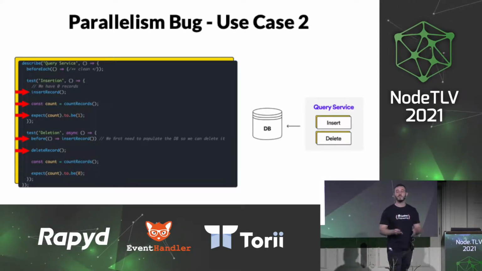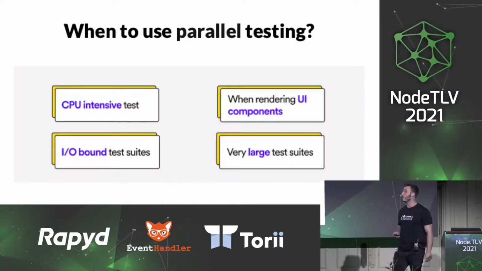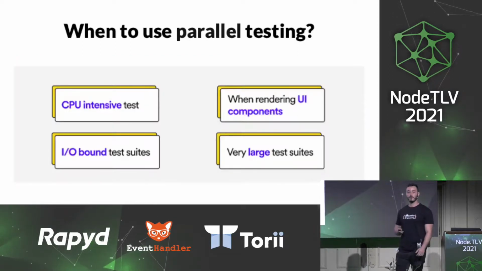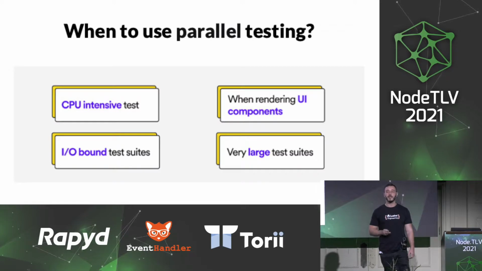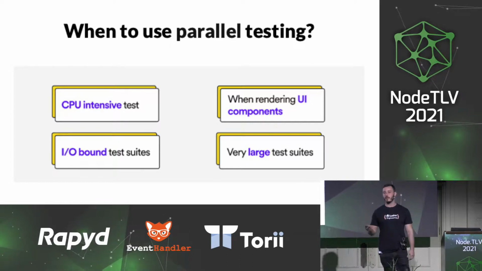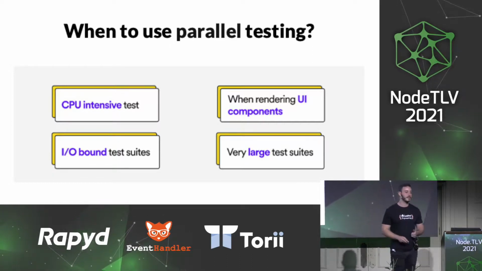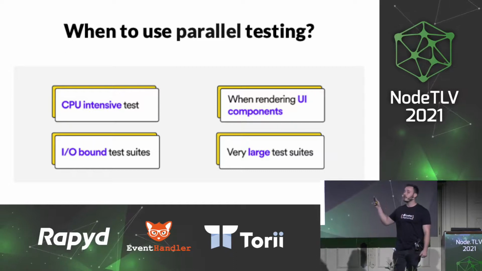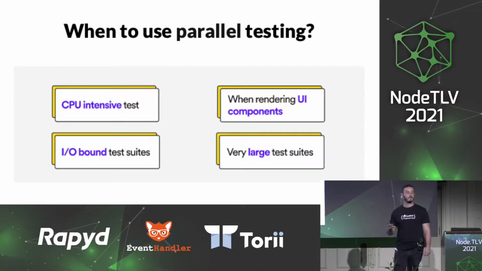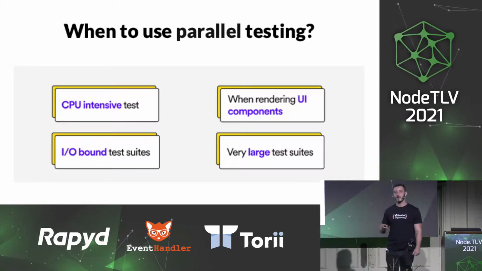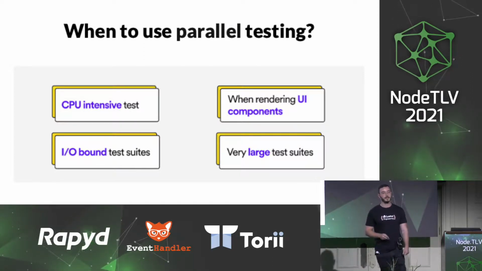Now, after we've seen so many cases where things might go wrong, I want to give you a few rules of thumb where you can really benefit from parallel testing. For starters, we have CPU-intensive tests. That can be either complex algorithms on large data sets, or even rendering UI components for front-end or full-stack developers, because rendering components is a rather CPU-intensive task.